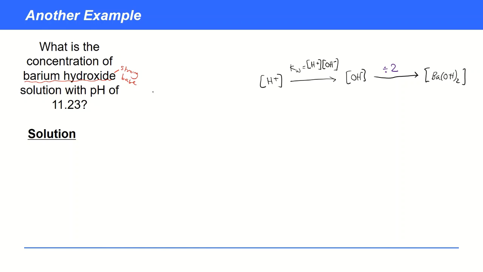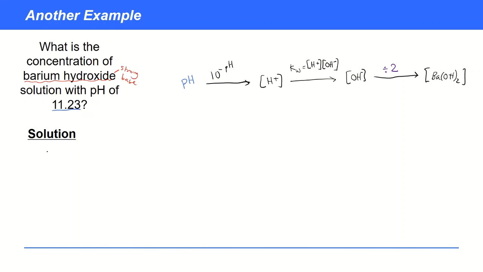Now why would we want to do that? Well, we've been given the solution pH here of 11.23. So we can start with the pH, convert that into the H+ concentration by doing the reverse of the Sorensen equation, and then we can link this all together quite nicely. So let's proceed to the solution.